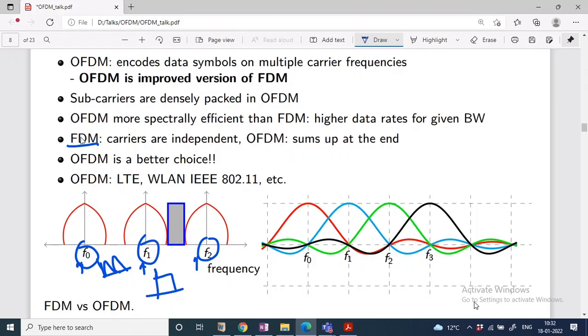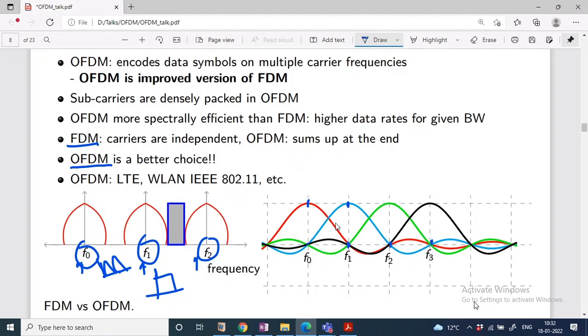To overcome the drawback of FDM, frequency division multiplexing, we use OFDM, orthogonal frequency division multiplexing. So what is OFDM? In OFDM we can put overlapping carriers. You can see that these are the overlapping subcarriers. This is the sampling point of the first carrier F0, so the contribution due to other subcarriers at this sampling point is 0. Similarly, at the point where the second subcarrier is maximum, the contribution of other subcarriers is 0. Similarly for this one and this one.